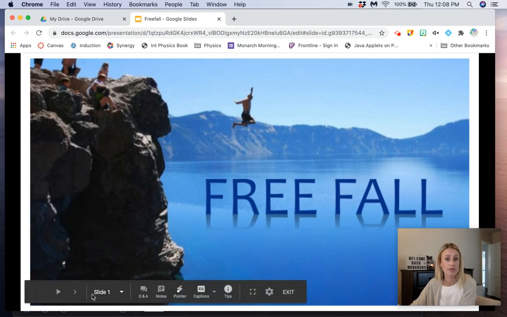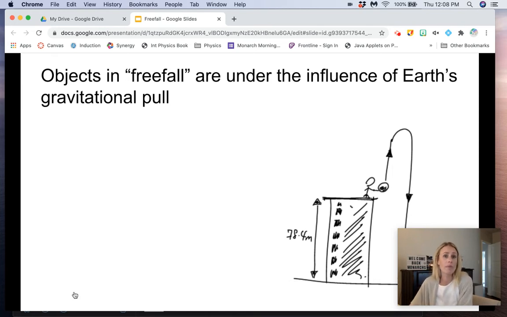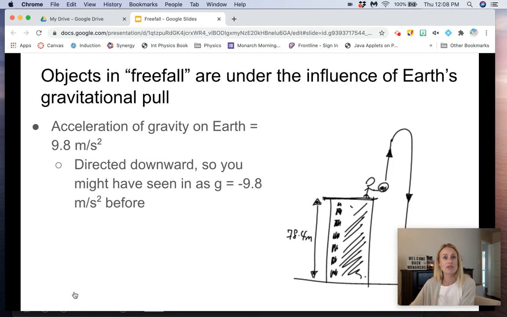So first and foremost, objects in free fall are under the influence of the Earth's gravitational pull. You might have heard before that the acceleration of gravity on Earth is 9.8 meters per second squared. Now, sometimes you'll see g, as in the acceleration of gravity on Earth, as negative 9.8 meters per second squared. Of course, this negative just gives the direction of acceleration. We know that the force of gravity is always down. It's what keeps us on the Earth.